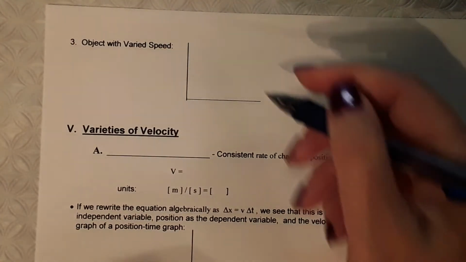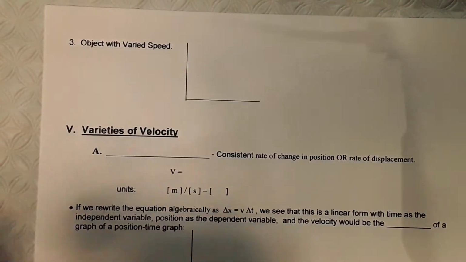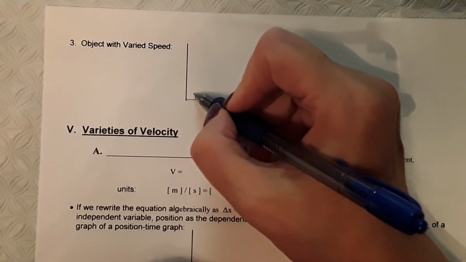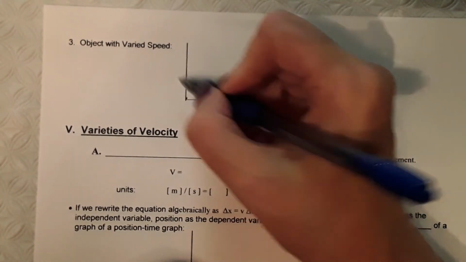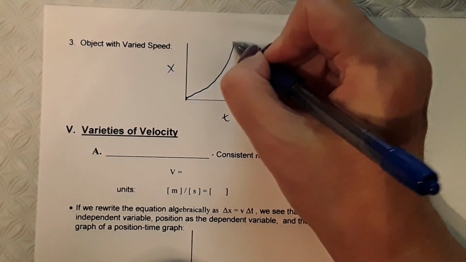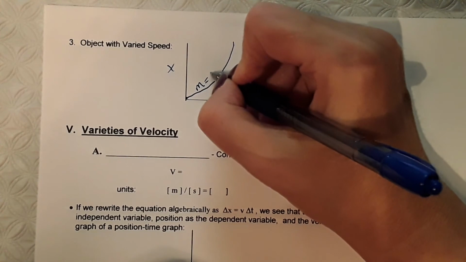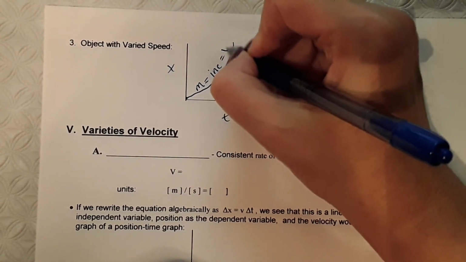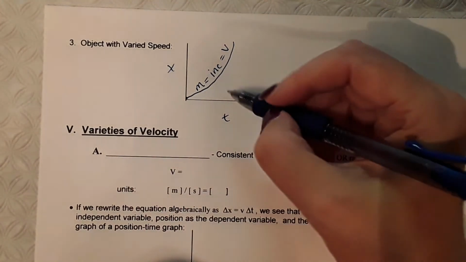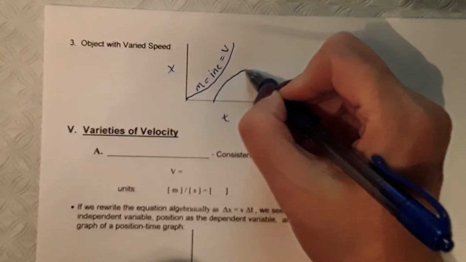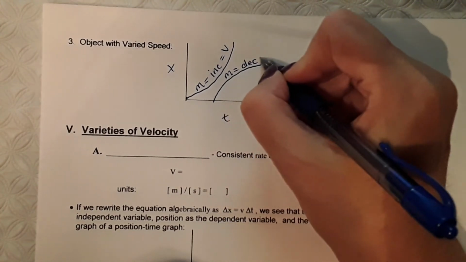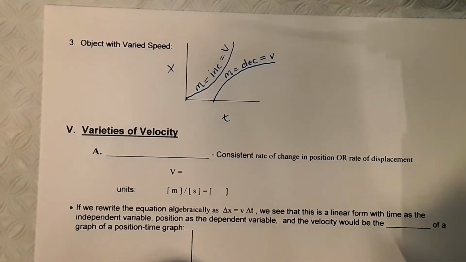We'll stop at varieties of velocity. Let's talk about an object with varied speed. Okay, you would get some kind of a curve. For example, if you have an increasing slope, you would have an increasing speed. But you could also have a decreasing slope, which means you have a decreasing speed.